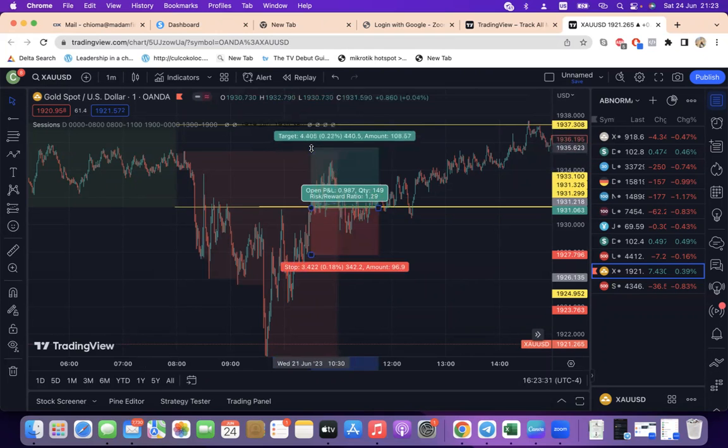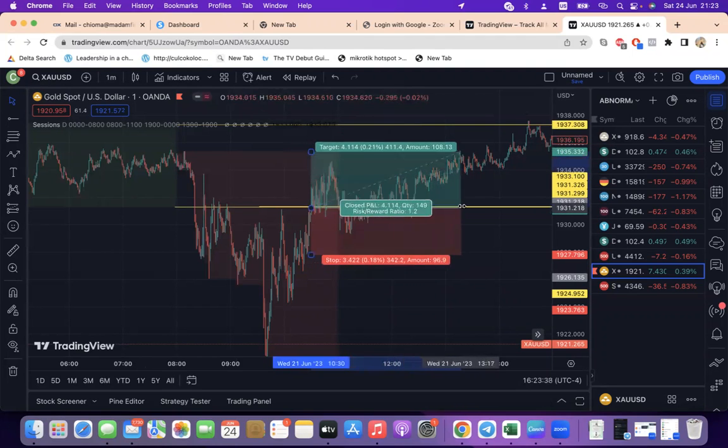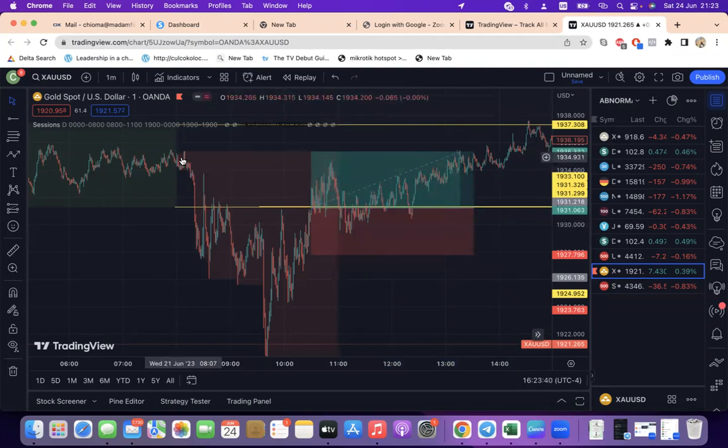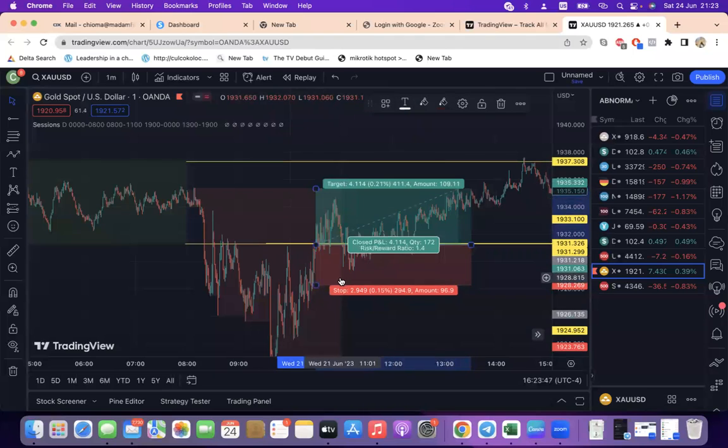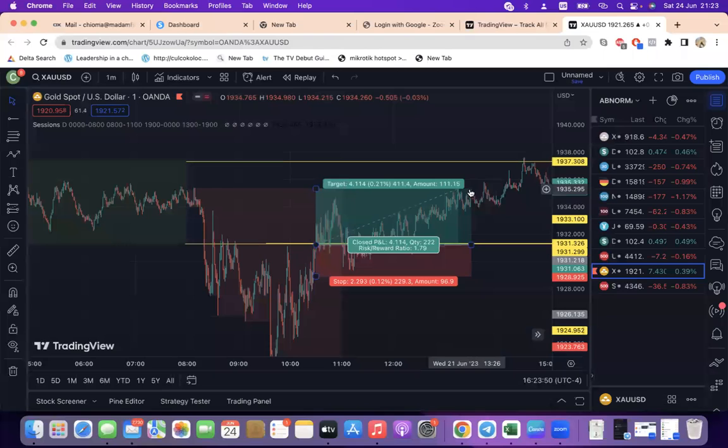Some people would have taken their profit at the equal high here. She gave it to us right there, equal high right there. So this is like a 1:1. She didn't come down. And as she's going up, I'm moving my stop loss, I'm moving my stop loss as she's going up, so I don't lose this trade.